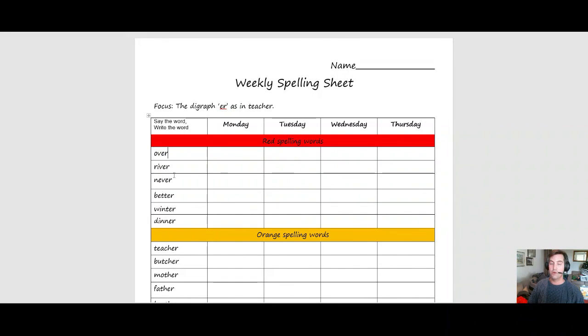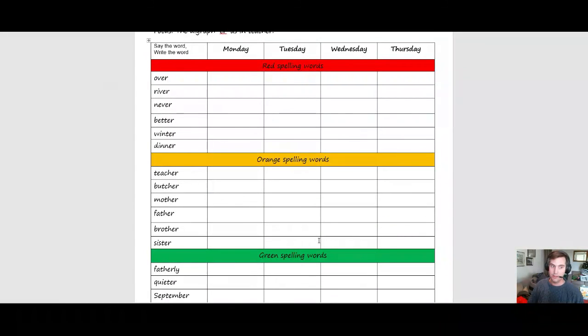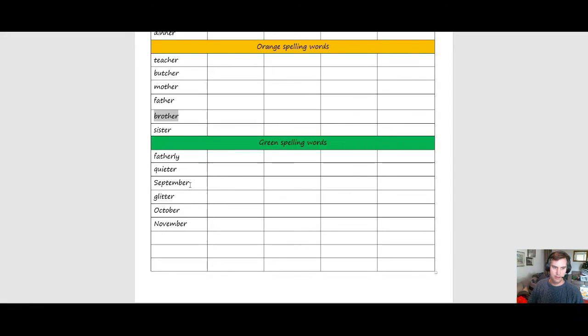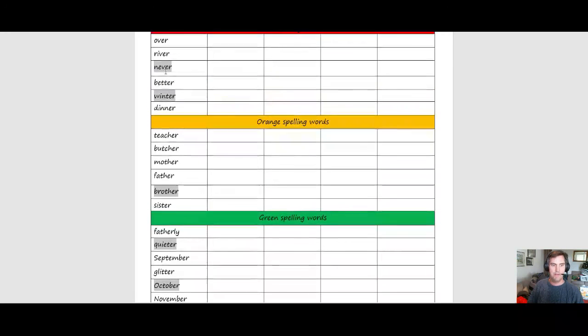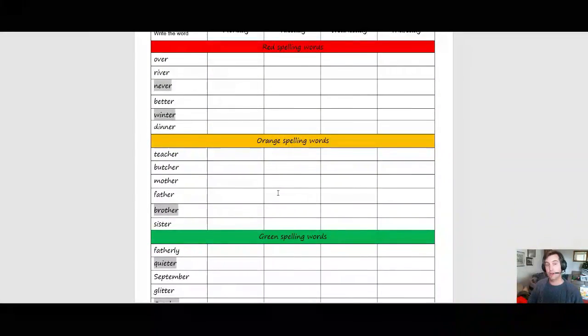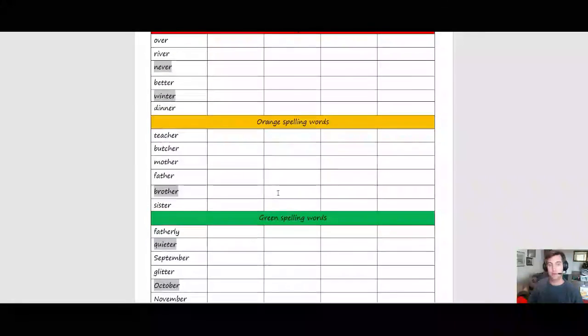Another really fun one, if you want an extension, is to pick 5 words. So if I said, okay, I'm going to do never, winter, brother, October, and quieter. Okay, you pick 5 or 6 words. 1, 2, 3, 4, 5, I've got 5 there. And then you try and come up with a story. So you could either just do it with your voice or you could write it down if you're a confident writer. Otherwise, you can just use your voice.